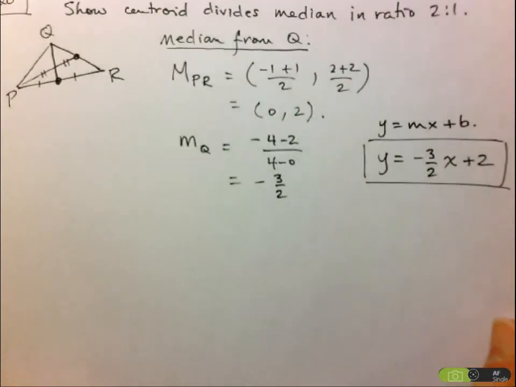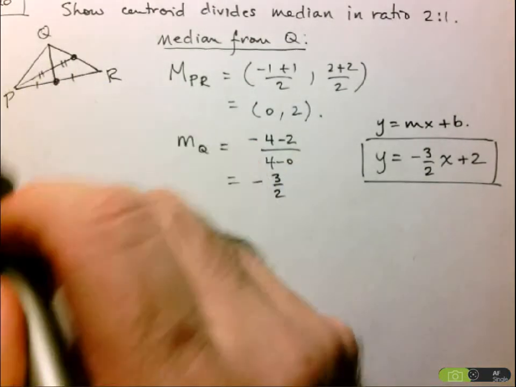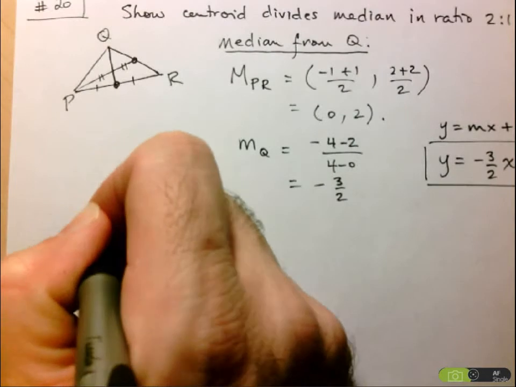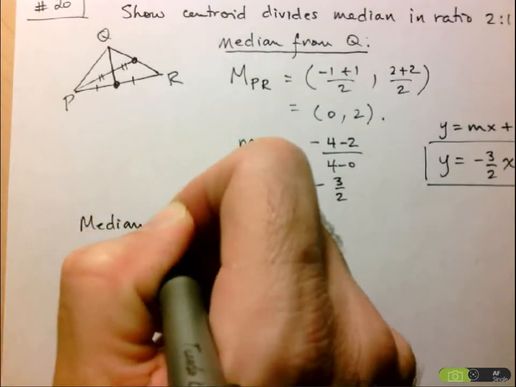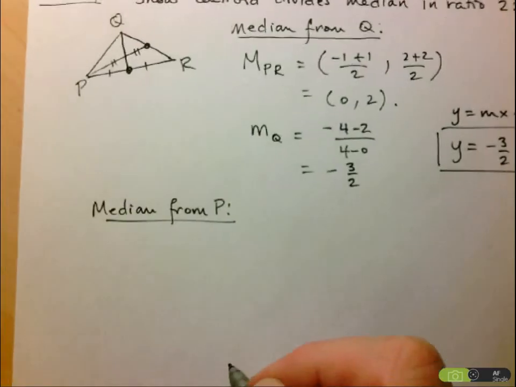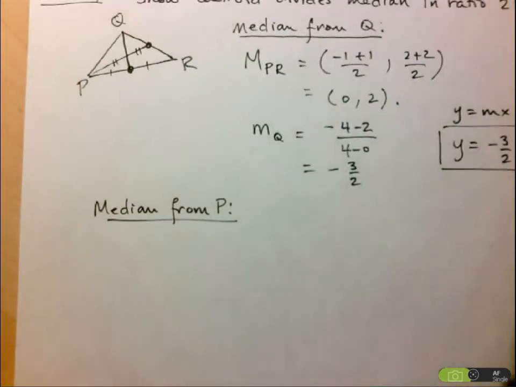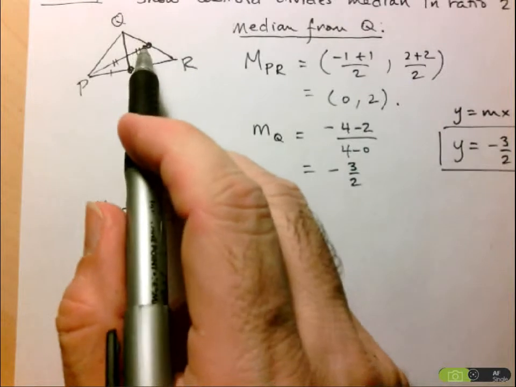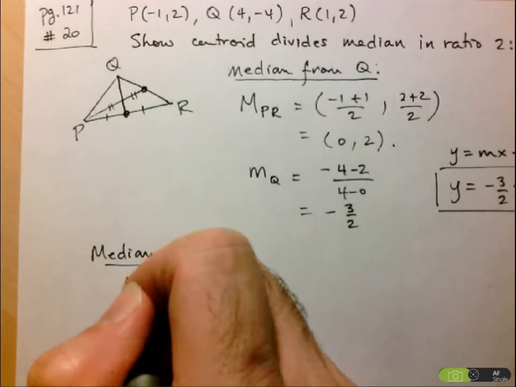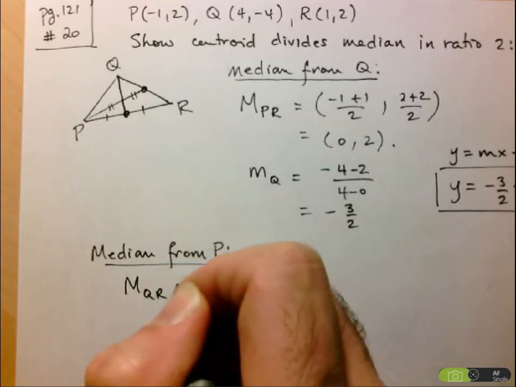Now the next step is I'll find the median from point P, or vertex P. That'll be the next step. Again, I'm going to have to find this point here, which is the midpoint of QR. So the first thing I'll do is find the midpoint of QR.